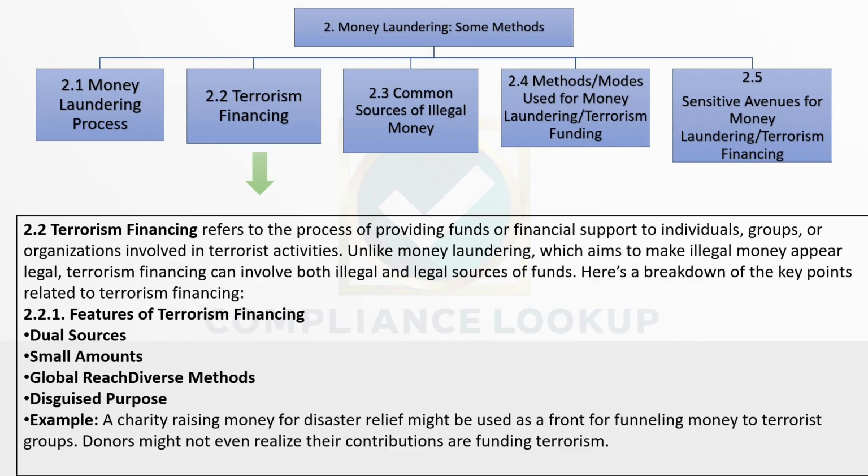Global reach. Just like money laundering, terrorism financing has a global scope. Terrorists often use international networks and transfers to move funds across borders, complicating efforts to trace the money. This global reach allows terrorist groups to tap into a wide range of funding sources across multiple countries.